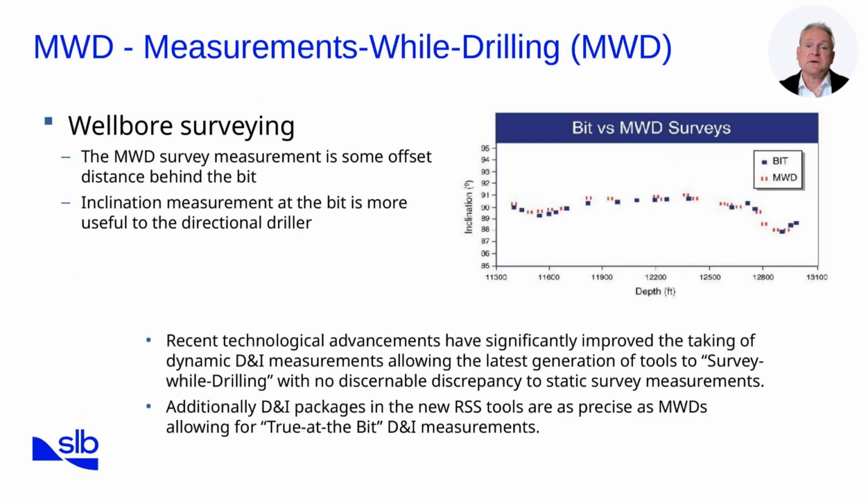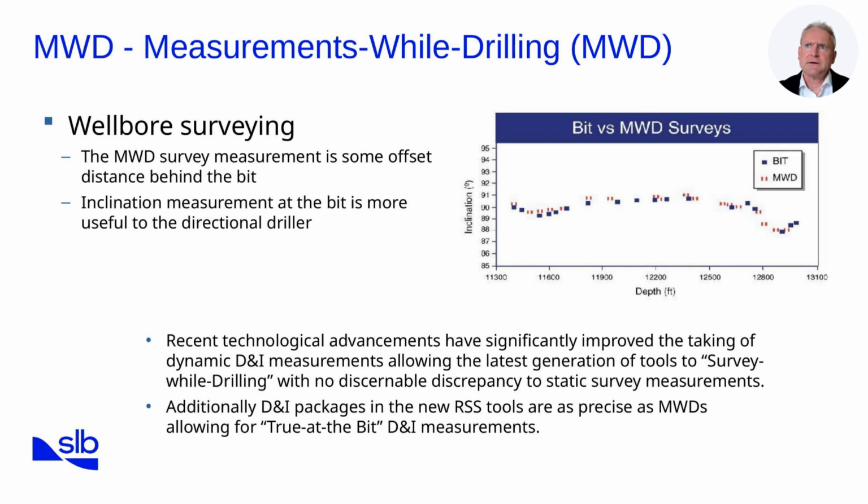Wellbore surveying is one of the most critical tasks in directional drilling, and MWD tools play a central role in this process. However, it's important to remember that MWD measurements are taken some distance behind the bit. This means the data always lags slightly behind the actual bit position. While inclination and azimuth readings from MWD provide a reliable survey of the drilled hole, they cannot always tell you the precise, instantaneous location of the bit.